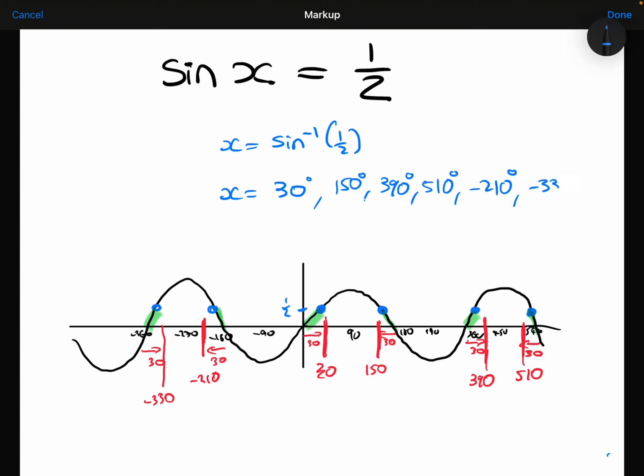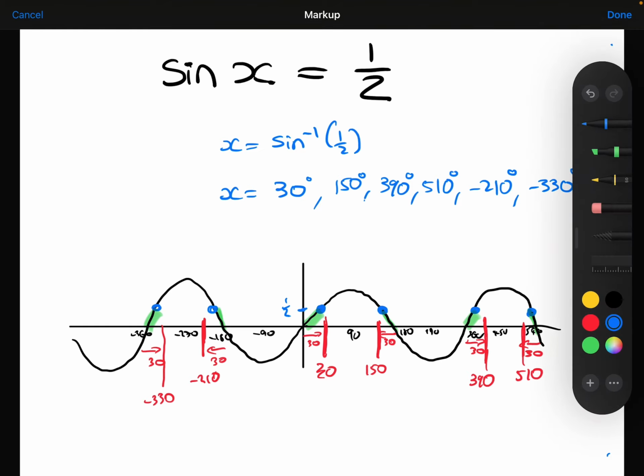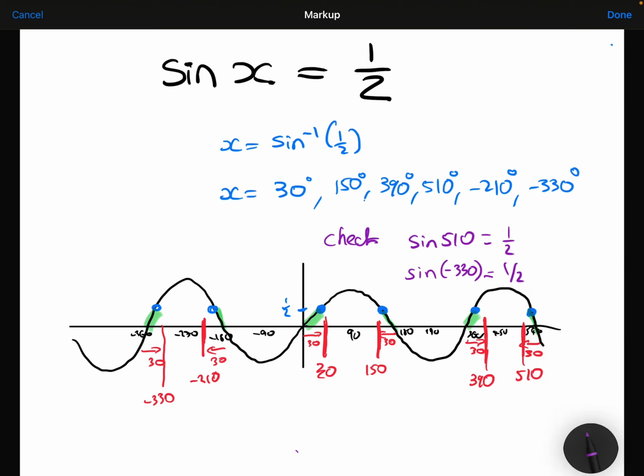And if you're not sure, you can always check. You could substitute any of these back into the original equation to check. That's a good way to do this. So let's check. If you type in on your calculator sine 510, you do get 1/2. If you substitute in sine minus 330, you do get 1/2. So these are all good answers to this equation, and this is how we use the graph to find all of the solutions that we need, because your calculator will only tell you one of them.